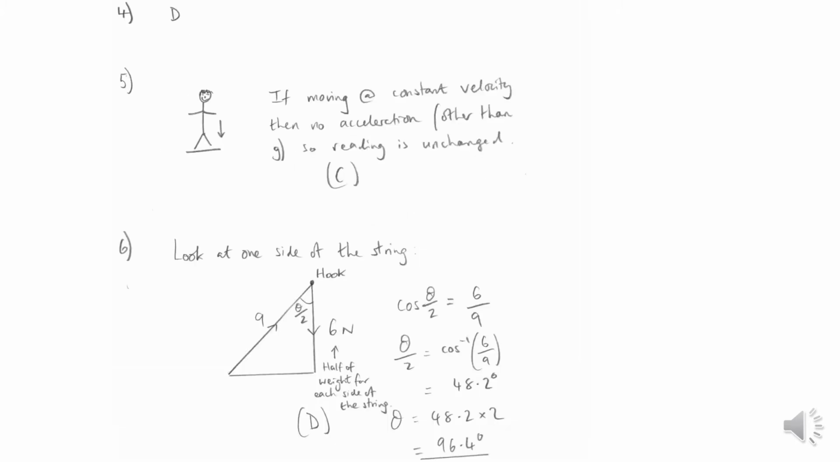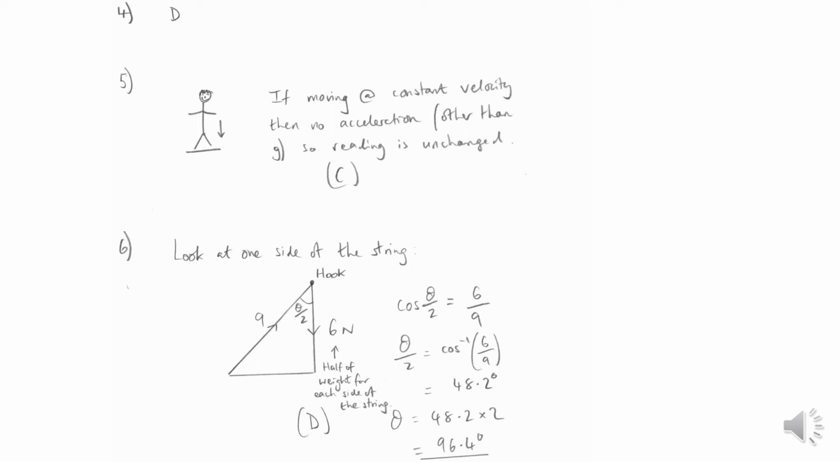Number 4 is D. So as the ball is falling, it's speeding up, but because the air resistance force is increasing and working against the weight, the acceleration is getting less and less, and when it hits terminal velocity the acceleration will be 0. But while the ball is falling before it hits terminal velocity, it's speeding up, but its acceleration is getting less.